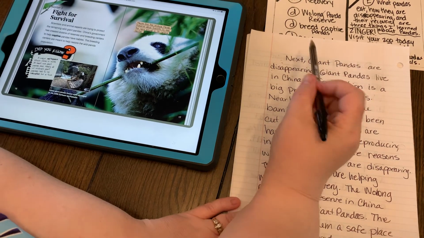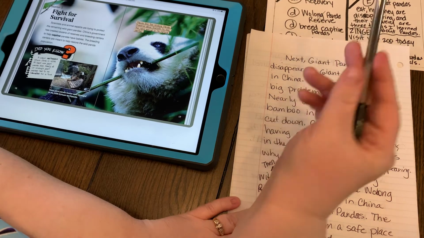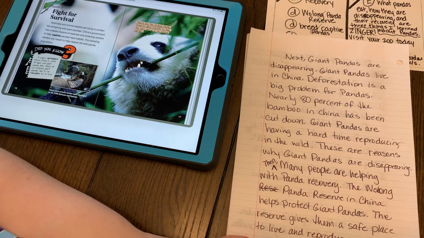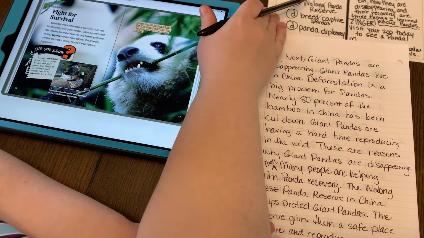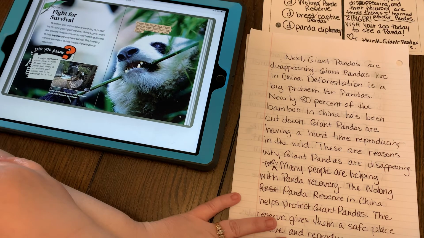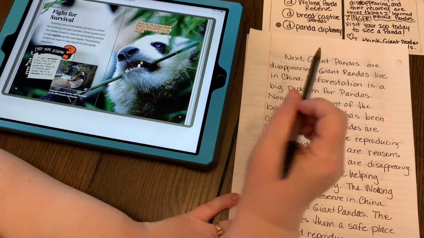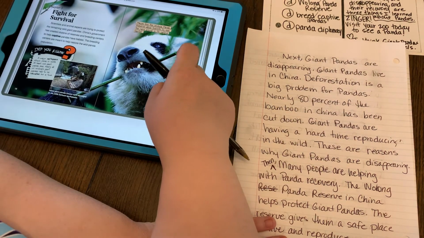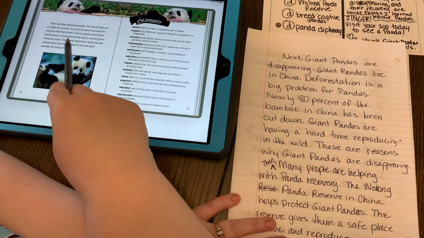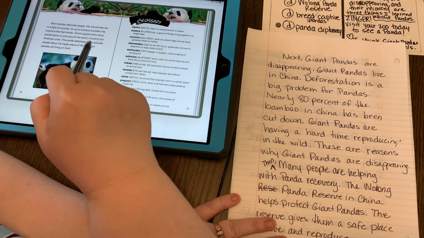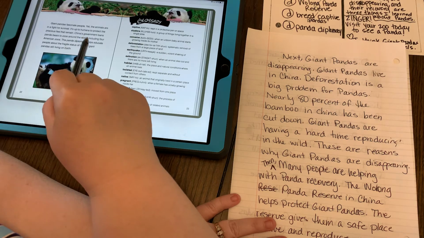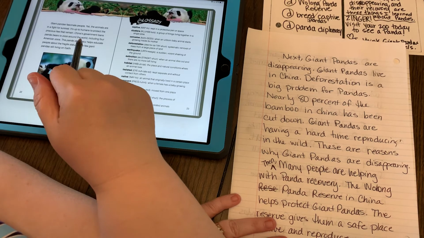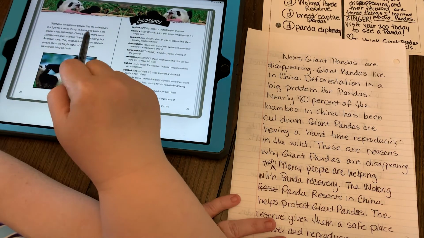Oh, breed captive pandas. Look at Mrs. Stull. Okay, I already did that, right? The reserve gives them a safe place to live and reproduce. So that's what they're doing, is they're giving captive pandas a place to reproduce. Now, panda diplomacy. Now that's where they're lending pandas to other zoos around the world. The panda diplomacy helps educate people about fragile status of the few giant pandas living on Earth. I'm noticing how they aren't capitalizing giant pandas in their story, so I'm going to have to fix all that when I edit, which is fine.